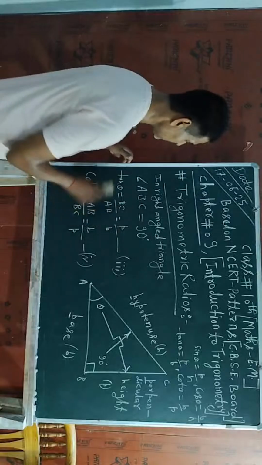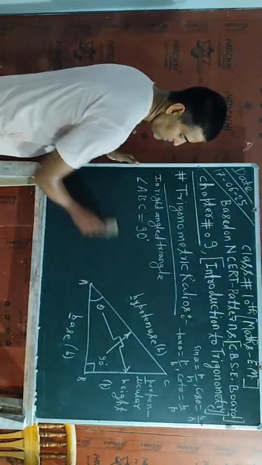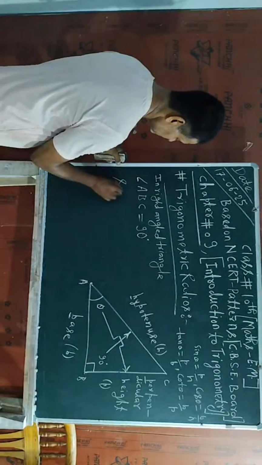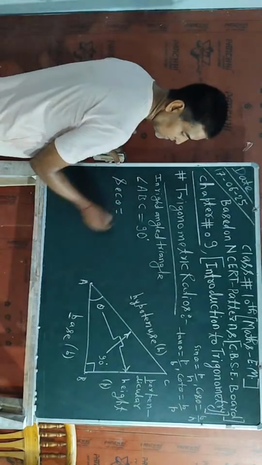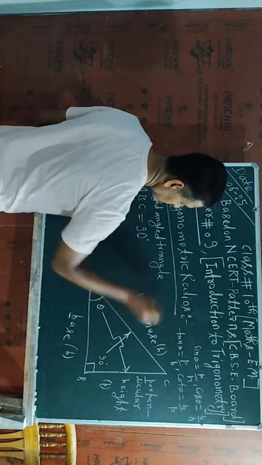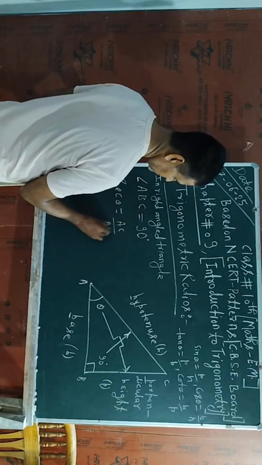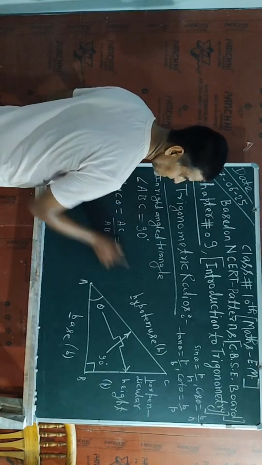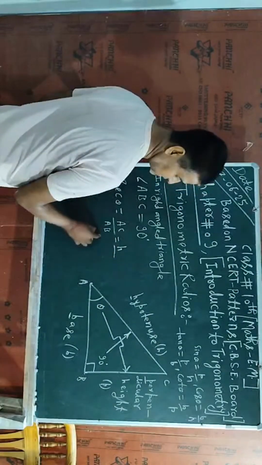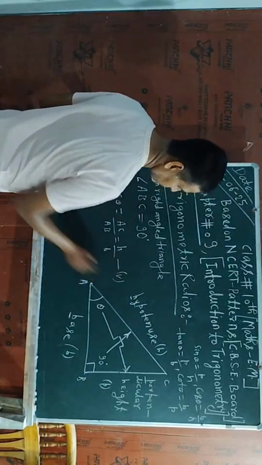Similarly, I will get the trigonometric ratios of sec theta and also cosec theta from the diagram. Now, sec theta is equal to hypotenuse divided by base, meaning AC divided by AB. The value of AC is H, and the value of AB is B. So I will say this will be the equation number 5.